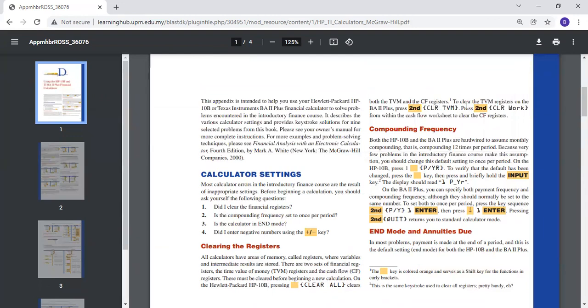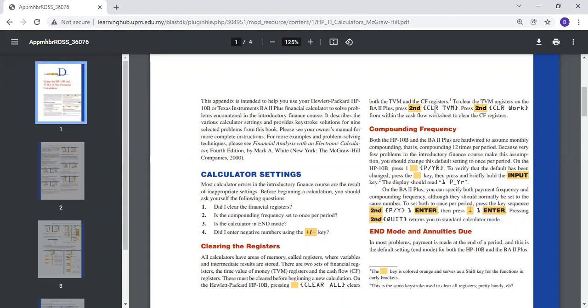Now, very important, look at this. To clear the time value of money register on the BA2 Plus, the one that I recommended for you to buy, you need to press second function. If you take your financial calculator now, look at the second row. You will see a yellow button. Can you see the yellow button? Yes. The second function. So second row, that's second function. Then you clear time value of money.